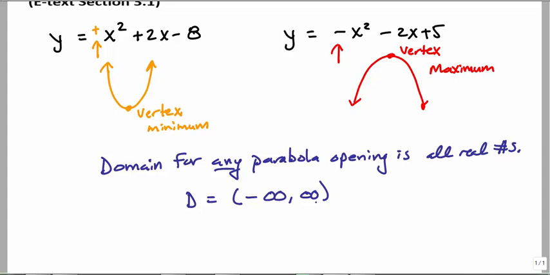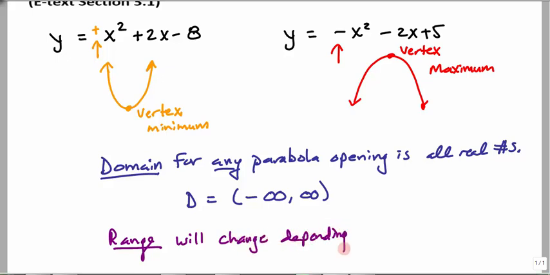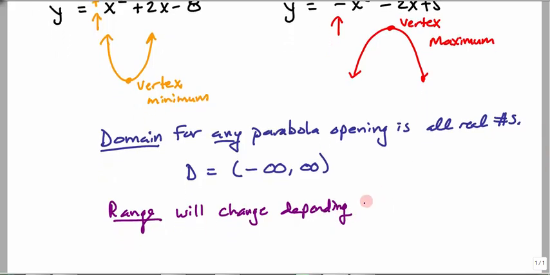Now the reason it's any real number is there's no restriction. I can plug anything I want to in here. There's no square root, there's no fraction, there's nothing that restricts my values. So that's the domain. However, the range is different. The range will change depending on whether it opens up or down. And whether it opens up or down means whether we have a minimum or a maximum point.